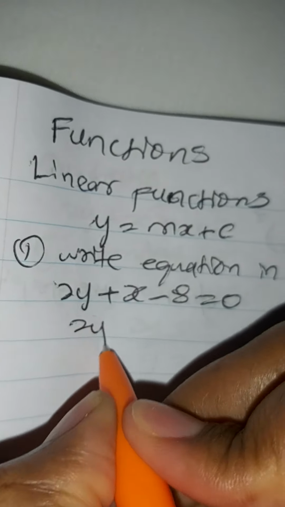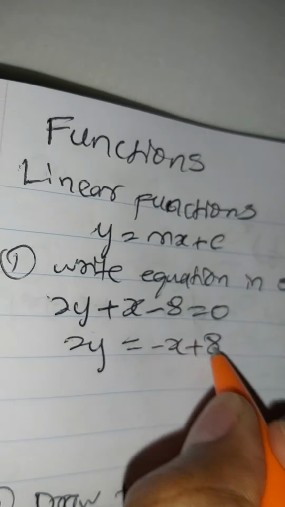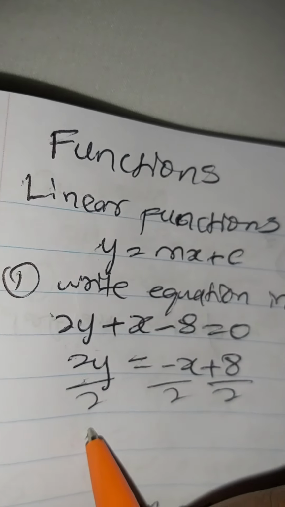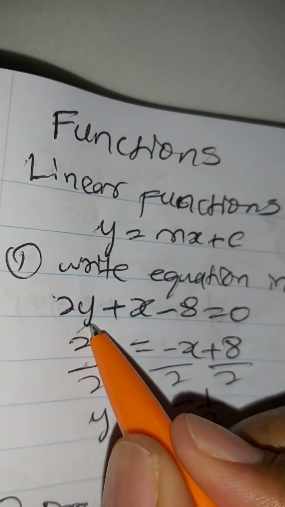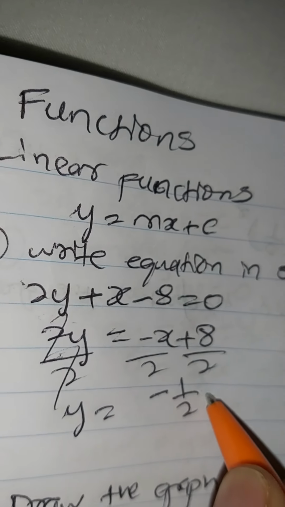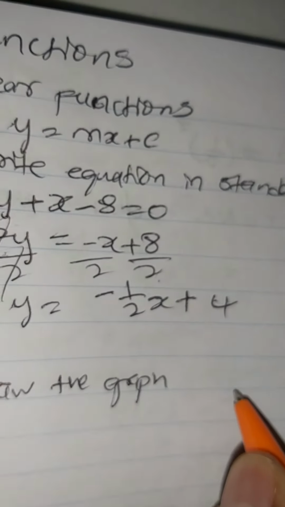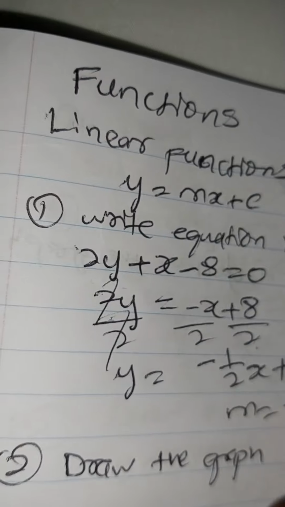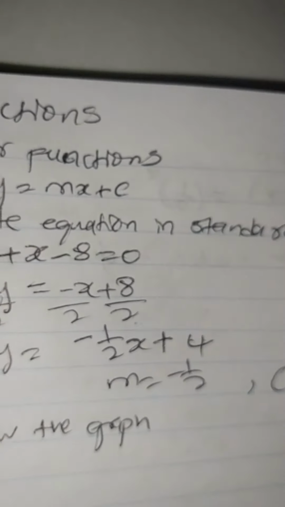So we've got 2y, I'm going to move the rest to that side. 2y is minus x plus 8. Then I'm going to divide both sides by 2 so that I have y as the subject only. So we've got minus half x plus 8 over 2, which is 4. So that is the form. From here, you know your gradient is negative half and your c value is 4.